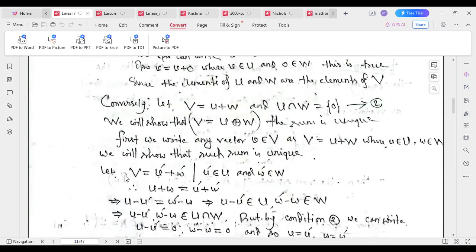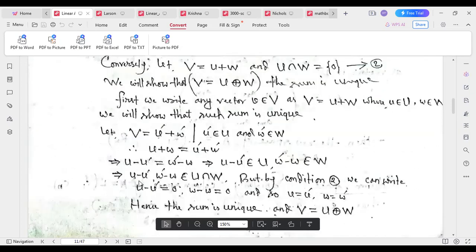Now, let v equals u dash plus w dash, where u dash belongs to capital U and w dash also belongs to capital W. So we can write v equals u plus w and u dash plus w dash. So u minus u dash equals w dash minus w, which implies that this u minus u dash belongs to U and w dash minus w belongs to W.